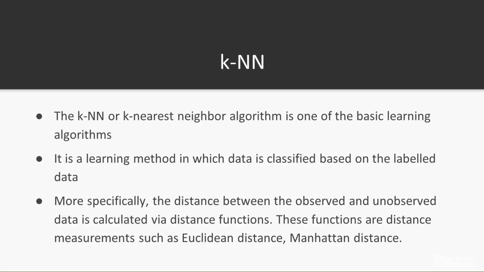Well, let's talk about the KNN algorithm. The KNN or K-nearest neighbor algorithm is one of the basic learning algorithms and is a learning method in which data is classified based on the label data. More specifically, the distance between the observed and unobserved data is calculated via distance functions. These functions are distance measurements such as Euclidean distance and Manhattan distance.